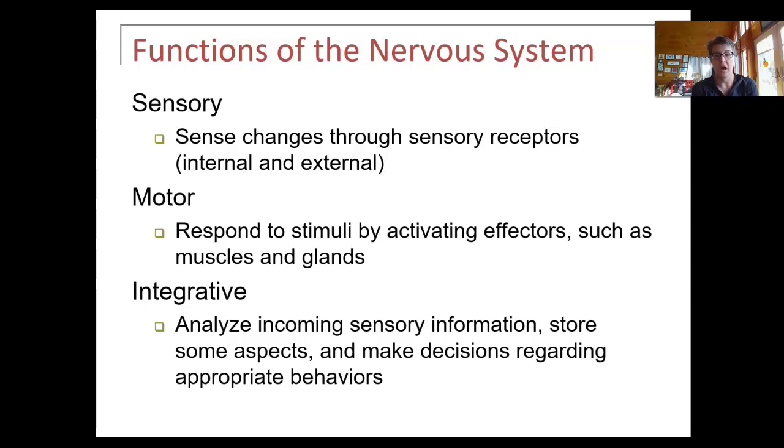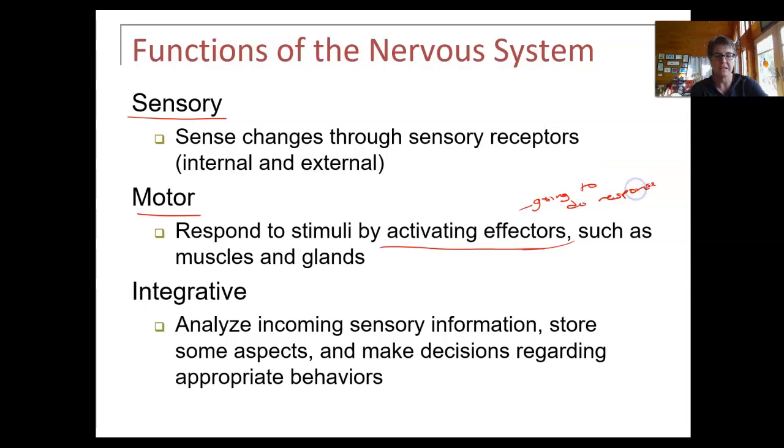When we talk about the functions, I've got to bring information in. That's my sensory. I've got to send information out. That's my motor. So this is some vocabulary. Motor is going to activate effectors. Effectors are the guys that are going to do the response.